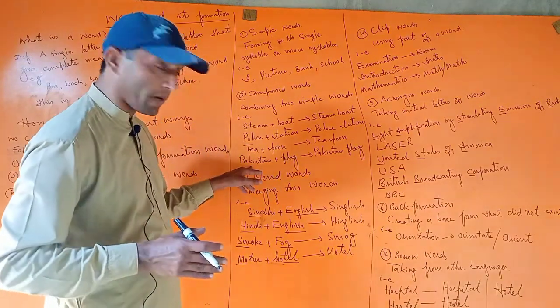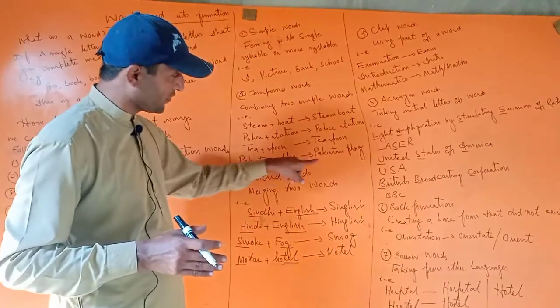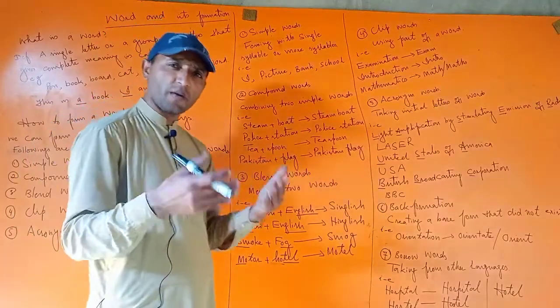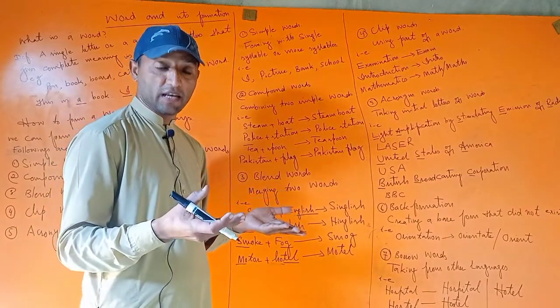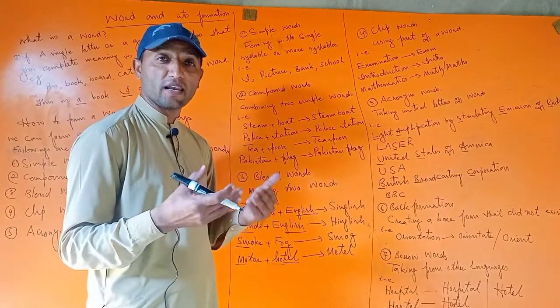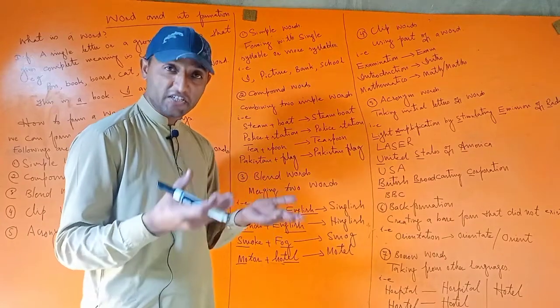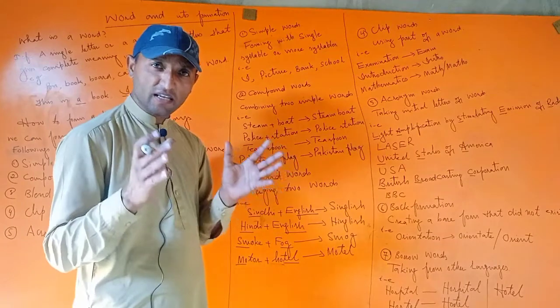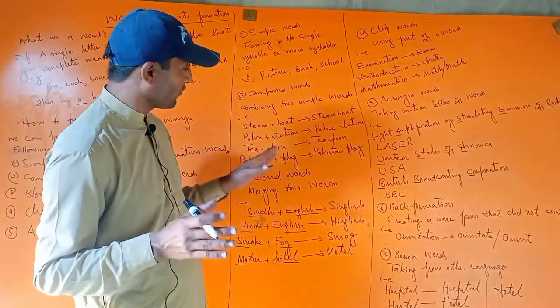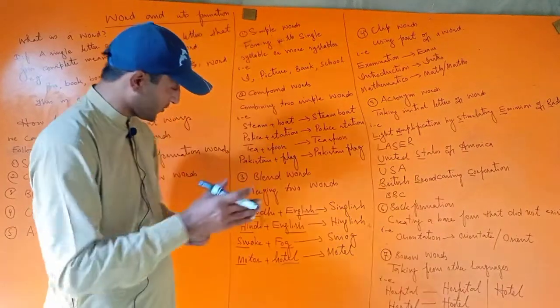As well as Pakistan plus flag, we have Pakistan flag. We have mule plus train, mule train. We have student line, class teacher, and railway station. These are the examples of compound words. So understand, now come to the next topic.